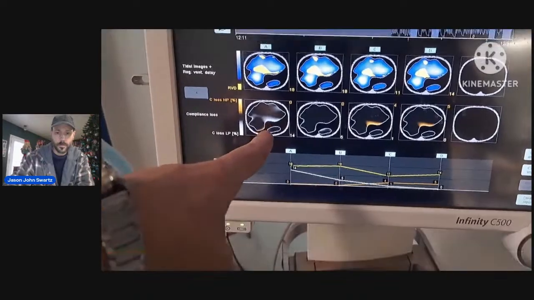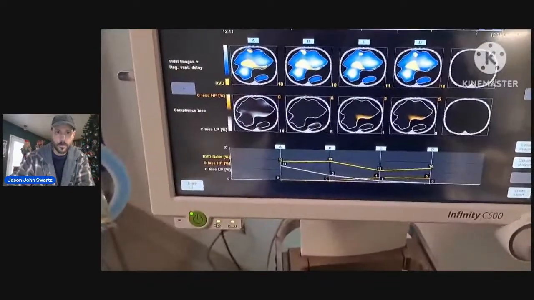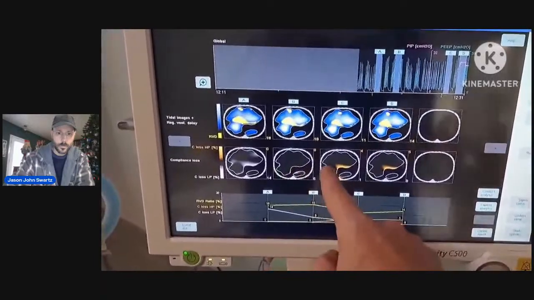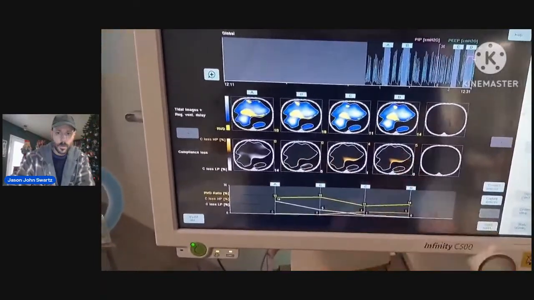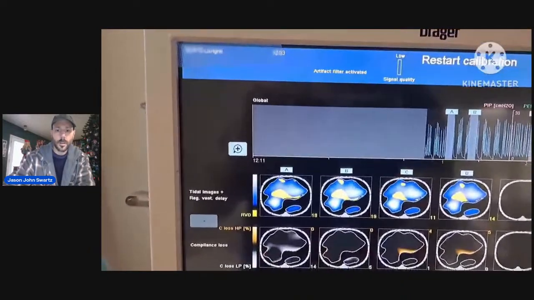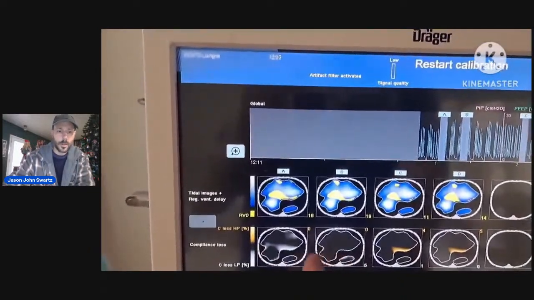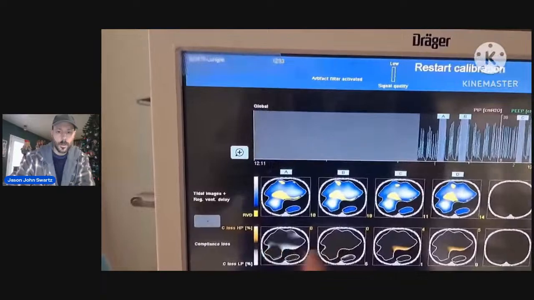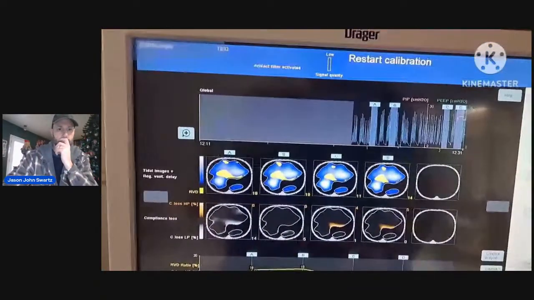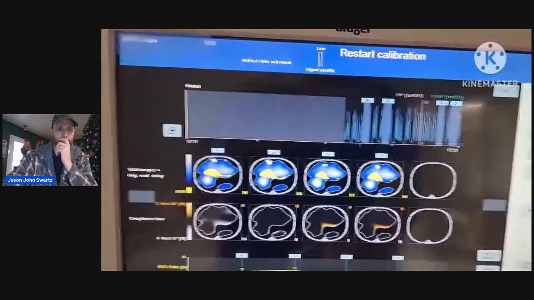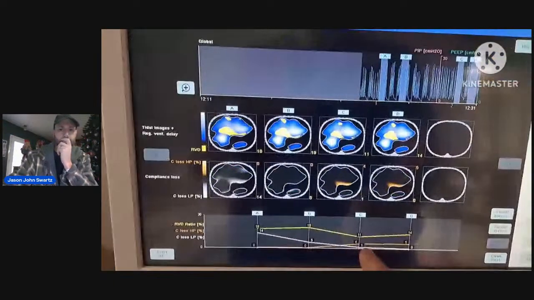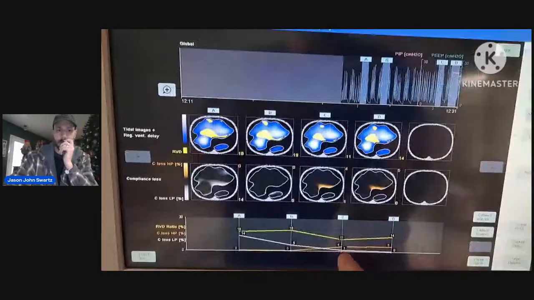Was the PEEP of 8, 10, 12, and 14. So we see 8 and 10, there's still some 14, 18% compliance loss, so possible de-recruitment. When we go to 12 and 14, we have good recruitment. We see no white atelectasis, and we see very, very minimal over distension, which is in orange.